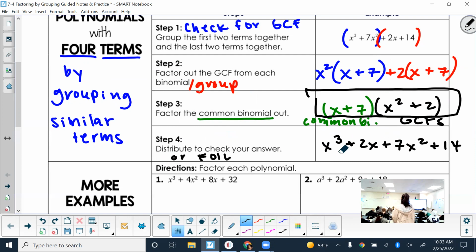And you know, aside from the order, this does match our original problem. All the signs match up. They're all positive here. They're all positive there. Yeah, these two are switched, but these are equivalent. So we did do it correctly.